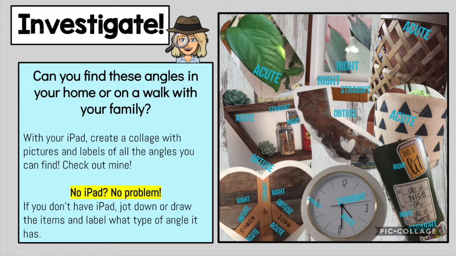So, I'd like to invite you to investigate. So this is your plan. You are going to find these angles in your home or on a walk, maybe with your family. And so with your iPad, you're going to create a pic collage, investigating and taking little snapshots of different angles that you can find. And then you will give each angle a name. No iPad? No problem. This is what you can do. You can write down or draw the items, and then you can give each of the items a label for which type of angle they are. And I hope you do this because for me, it was so exciting.